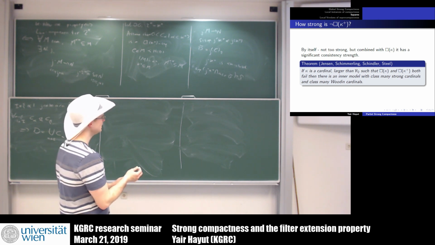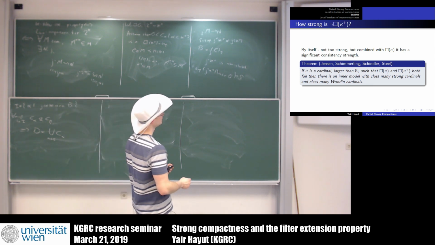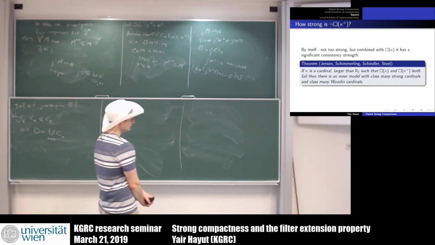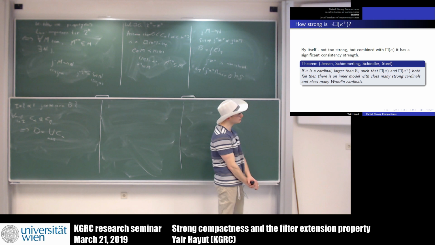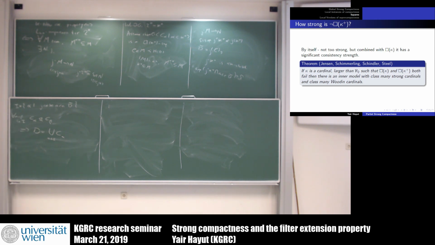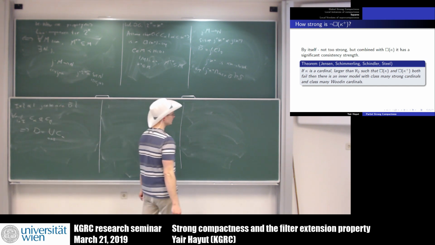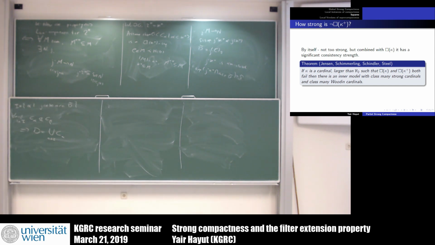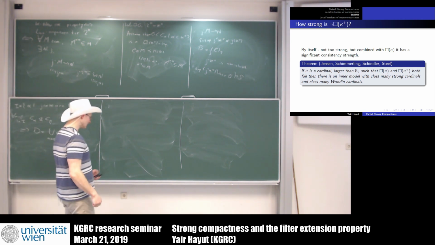And this is a theorem of Jensen, Schimmerling, Schindler, and Steel. It means that if we have a cardinal larger than ℵ₂, which is σ-closed, and we have the failure of square of κ and even a weaker version of the failure of square of κ⁺, then already we have an inner model with a lot of large cardinals. Basically, it's the largest inner model in which we can actually have a proper inner model theory without any iteration assumption. So class many strong cardinals, class many Woodin cardinals. And once we insert many iteration hypotheses, then we get more.